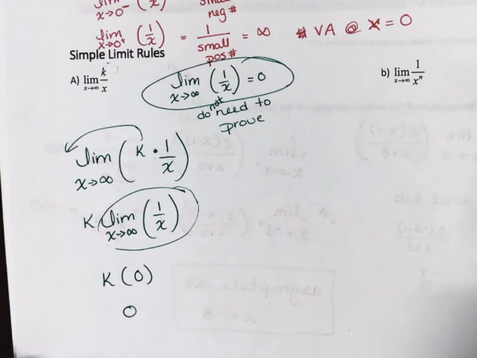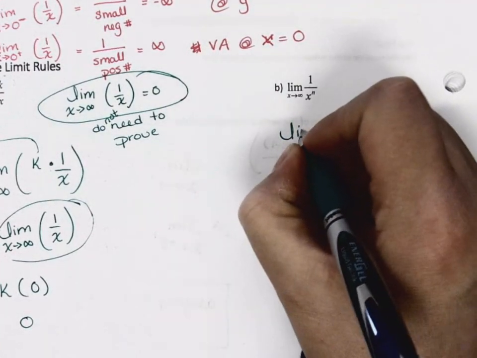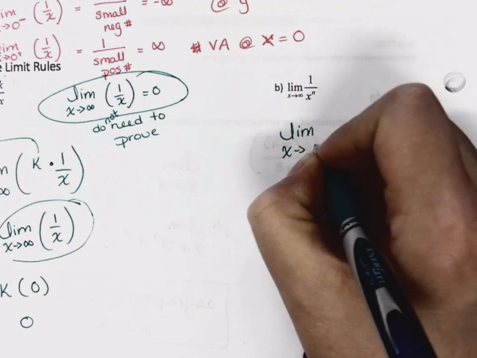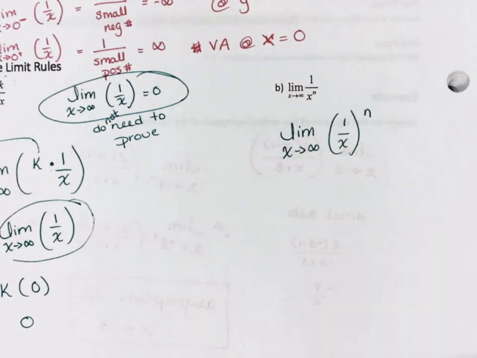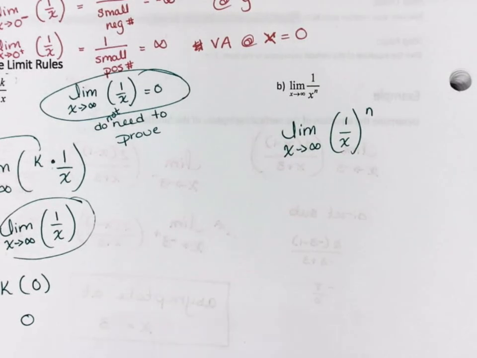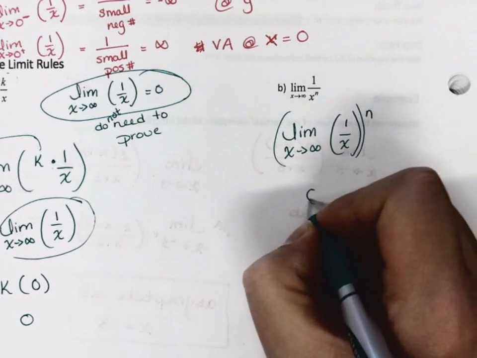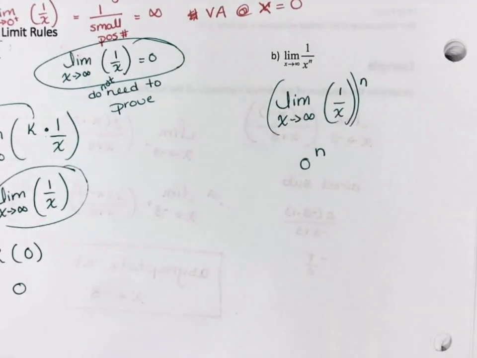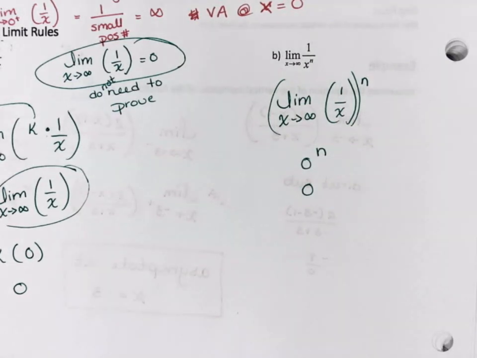All right, so the power theorem also states that we can write it this way. Actually, there should be big brackets around it. We know that this has a value of 0. 0 to the exponent of anything is going to be 0. Anything to the exponent of 0 is 1, but 0 to the exponent of anything is 0.